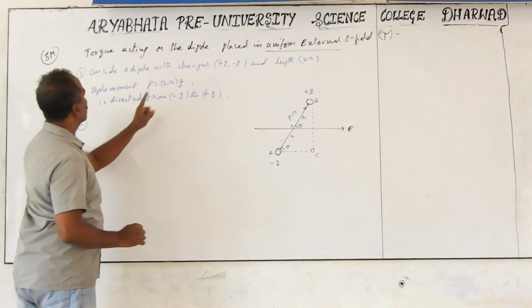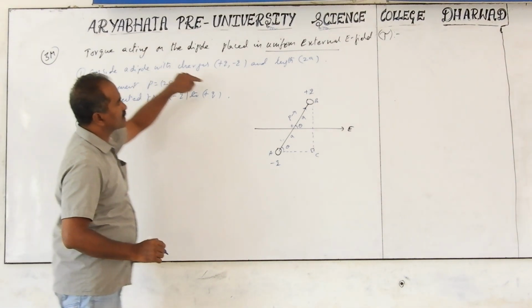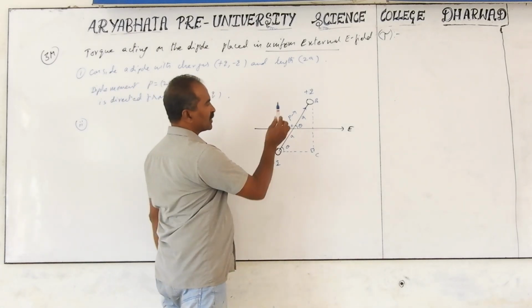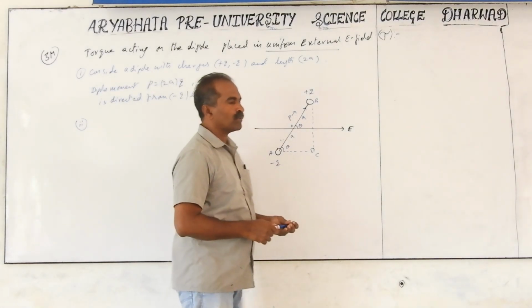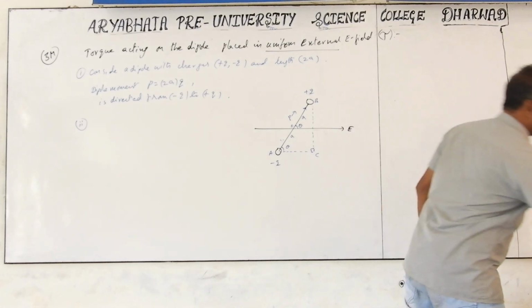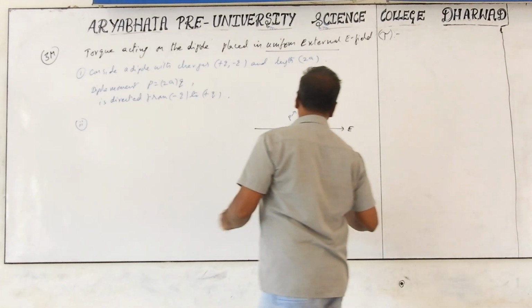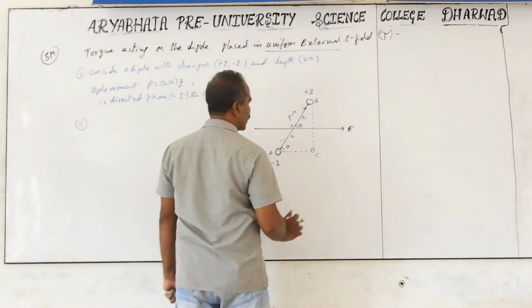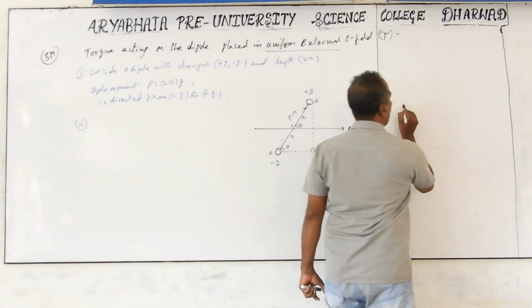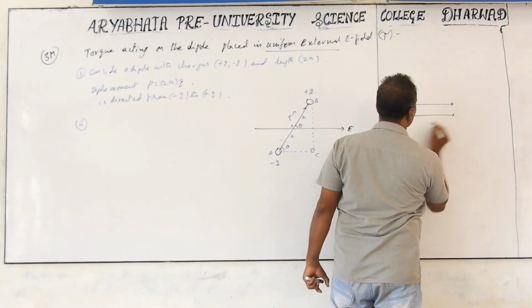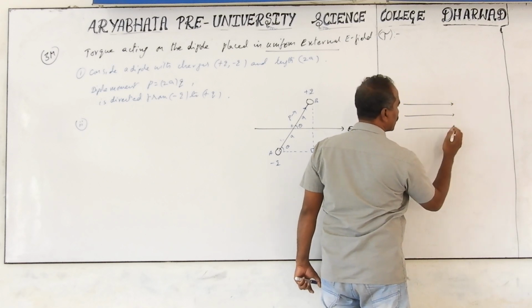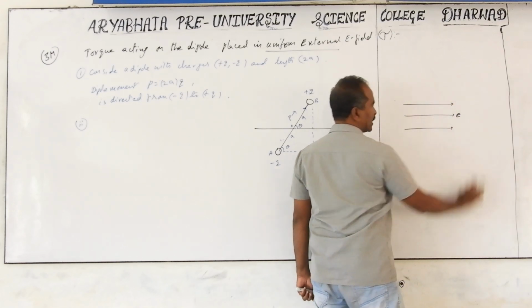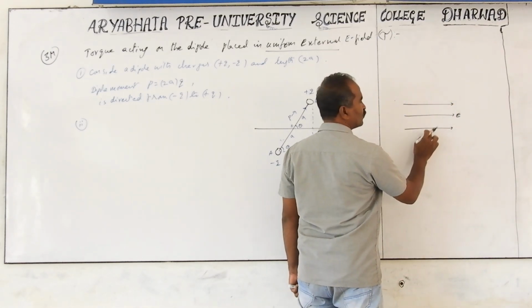We are taking a dipole with these charges. That dipole is kept in a uniform electric field. Uniform electric field means the electric field value is the same at all places. How do you draw the diagram of a uniform field? We take the electric field lines parallel to each other with equal separation. The gap should be equal and the lines straight. This indicates a uniform electric field.